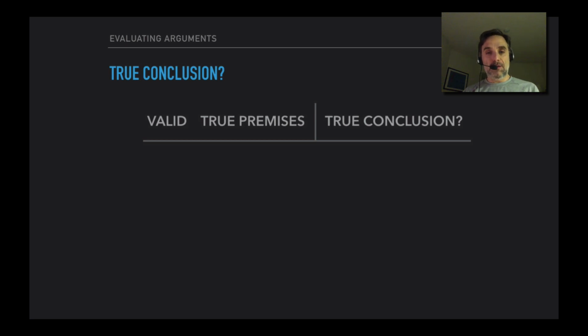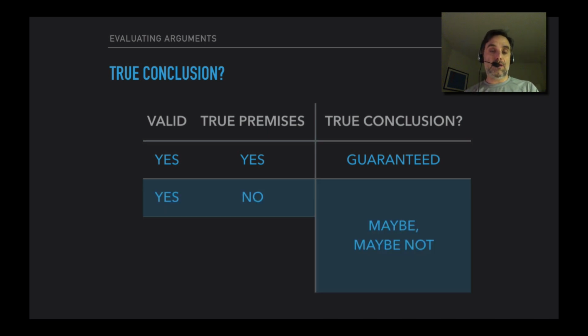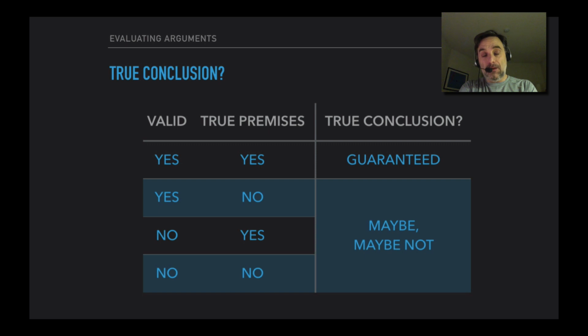Suppose we have an argument that is valid and has true premises. Must the conclusion also be true? Yes, that's a sound argument. But suppose that the argument is valid and does not have all true premises. Is the conclusion true? Maybe or maybe not. And the same is true for the other cases where the argument is invalid, but does have true premises. Again, it doesn't have a true conclusion, maybe, maybe not.